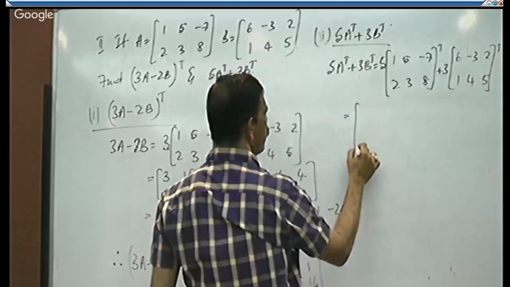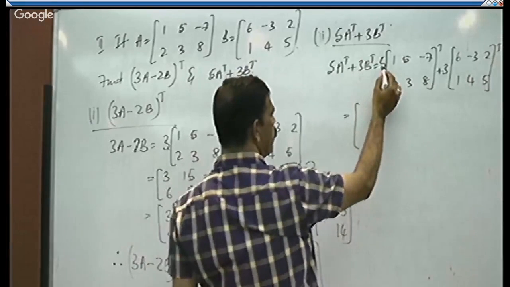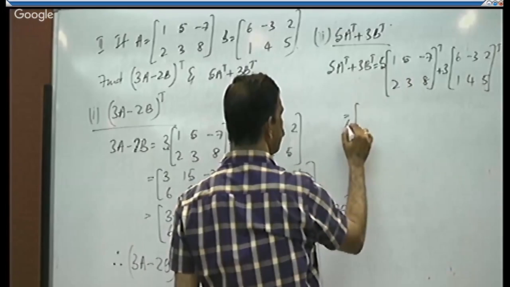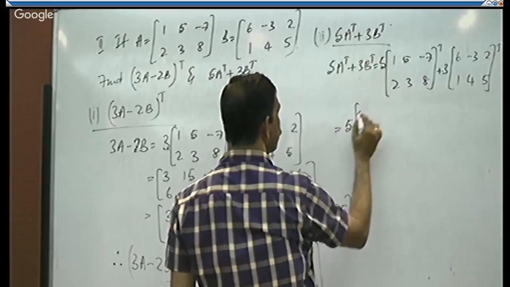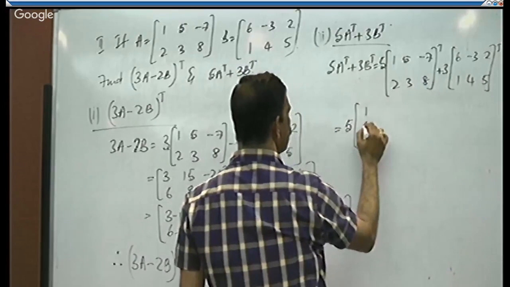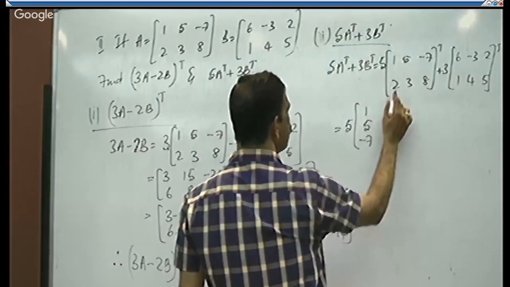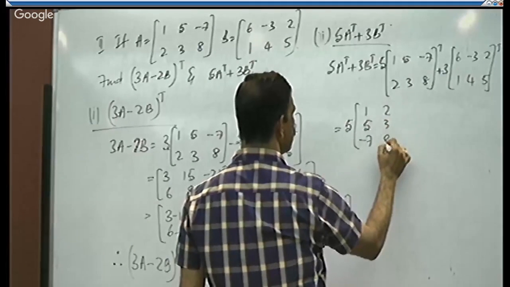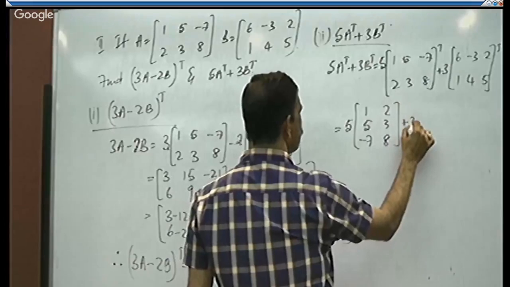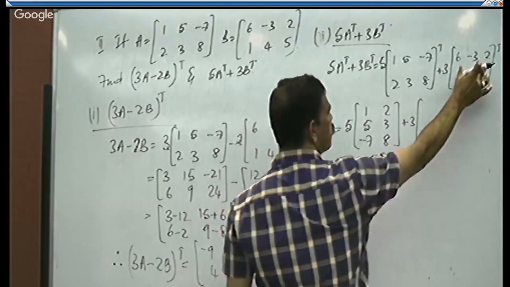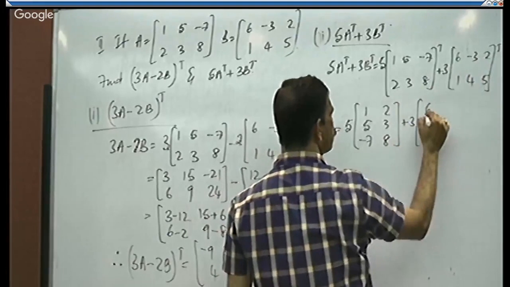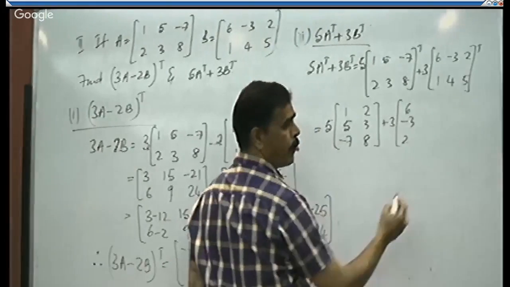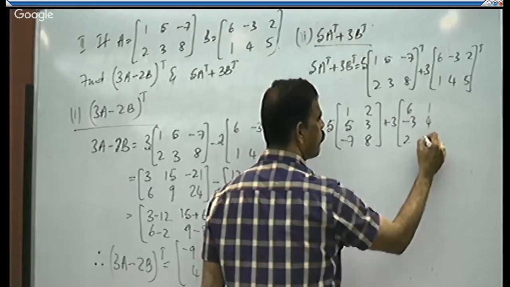You just perform according to the equation. It will be easy. 5 into transpose it. Change the rows into column. 1, 5, minus 7, 2, 3, 8. Plus 3 into transpose it. 6, minus 3, 2, 1, 4, 5.